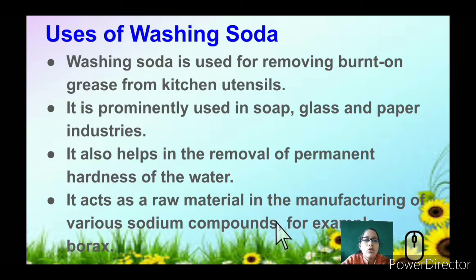So uses of washing soda. Washing soda is used to remove burnt, greased utensils. It is used in soap, glass, and paper industries. It also helps in removal of hardness of water. It acts as a raw material for various compounds like borax.